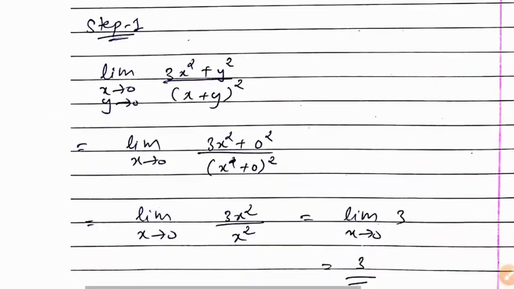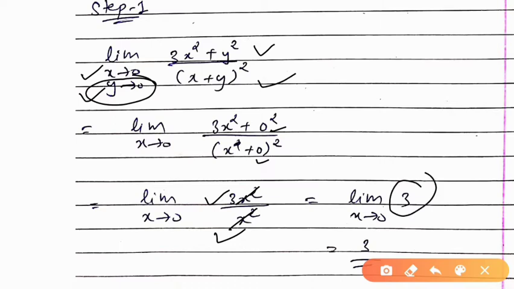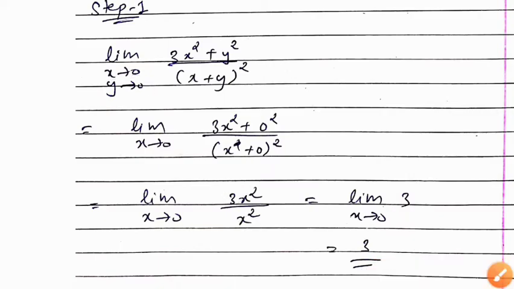See, now let us move towards step 1. First you have to take x tends to 0, y tends to 0. Now in the first limit you will put y equal to 0 in this function. So you are left with 3x square upon x square. You can see here x square will get cancelled. So you just get limit x tends to 0 of 3. Now here x is not there, so there is no need to put x equal to 0. So the first limit is 3.